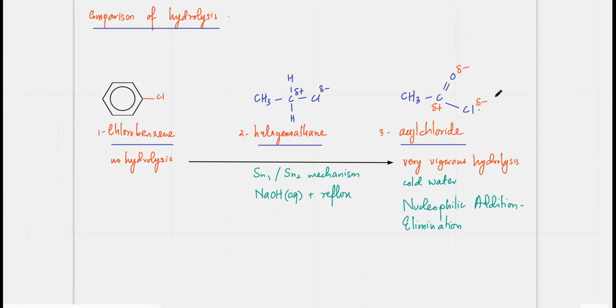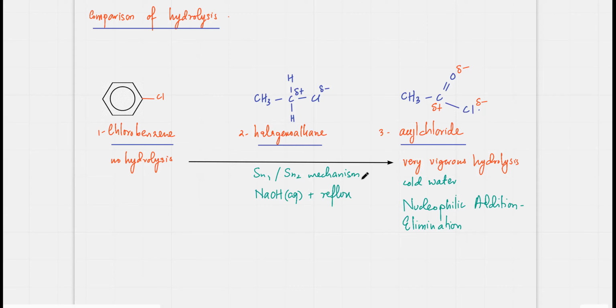This one has a vigorous reaction. This one has absolutely no reaction. And the middle one is the SN1 SN2 mechanism, which is somewhere in the middle, which you've already studied. One by one, we're going to do the comparison. Is this clear? The types of molecules we're going to compare. Is this clear? Yes, sir.